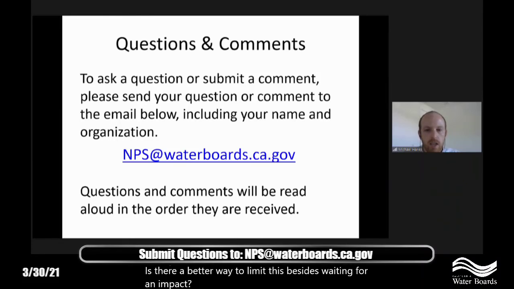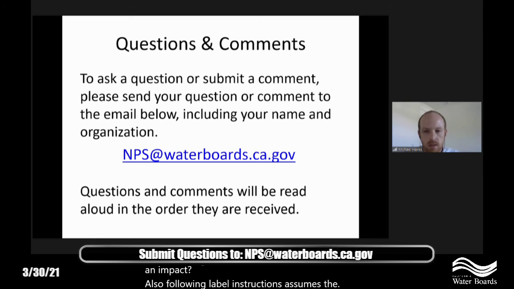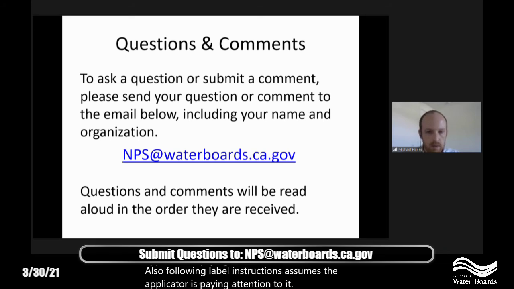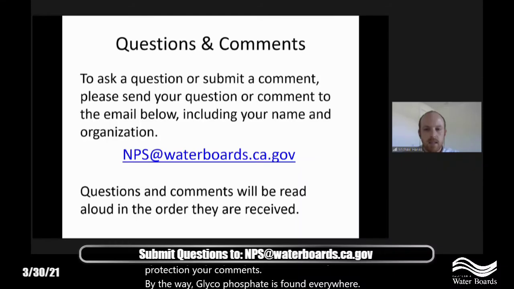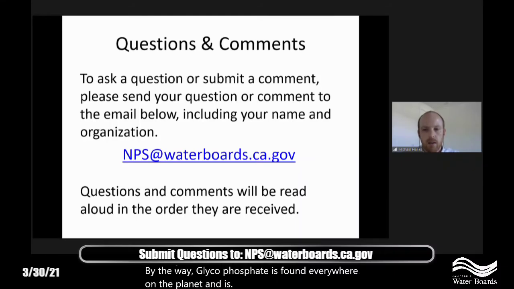Also, following label instructions assumes that applicator is paying attention to it. This is not a protection. Your comments? By the way, glycophosphate is found everywhere on the planet and is the DDT of our time. Another invisible where cumulative impacts are killing more than targeted species. Your comments?